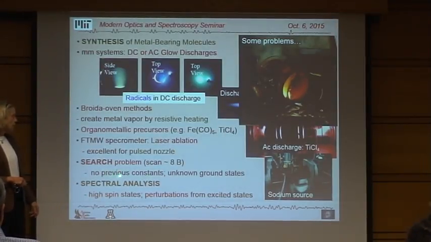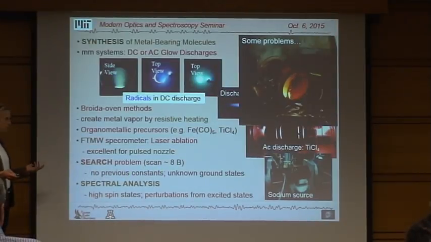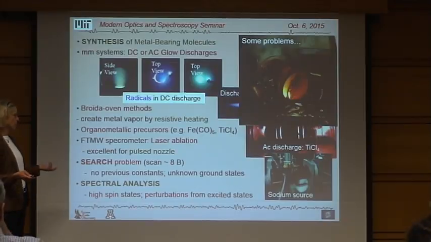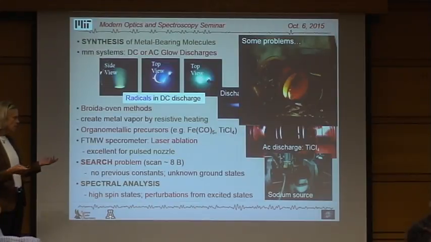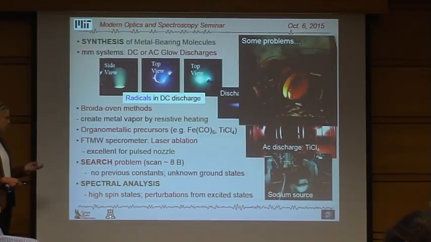Anyway, we also often have the search problem because we're looking at molecules where sometimes we don't even know the ground state. We estimate what the rotational constant is based on mass and scaling. And we often have to scan at least 8 times the rotational constant and look for a spectroscopic pattern. And of course, if you have some interesting radicals that have high spin states, you're going to have an interesting spectral analysis. And we deal with that problem too.